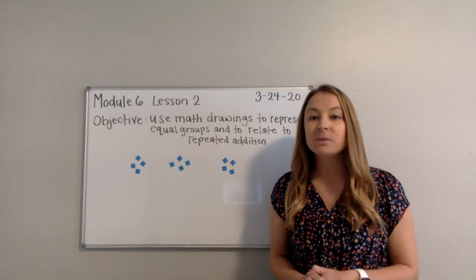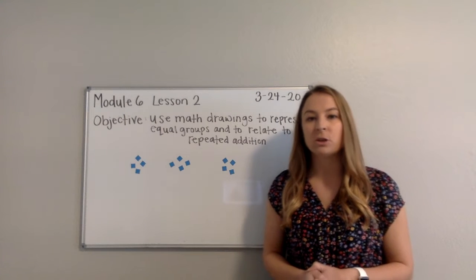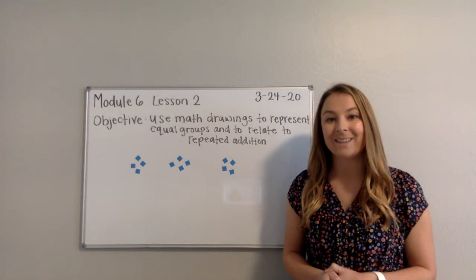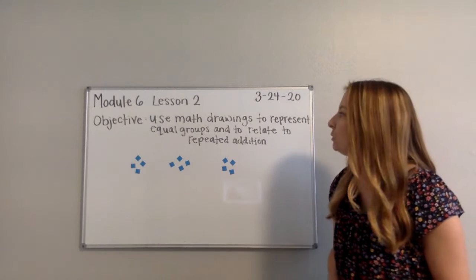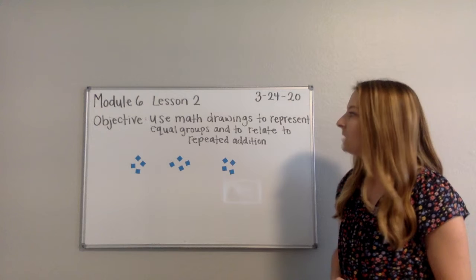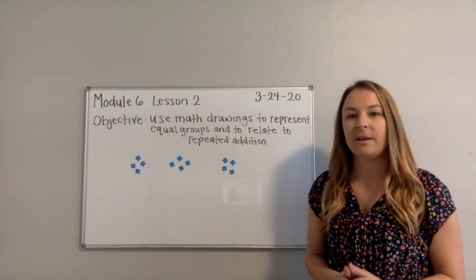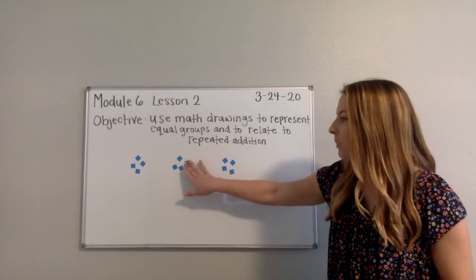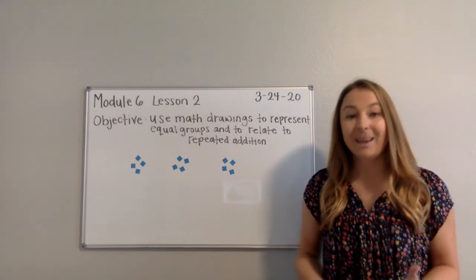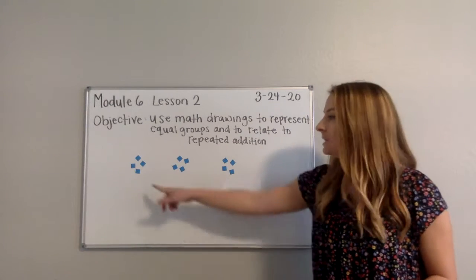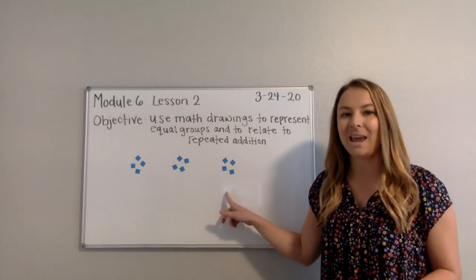We are on Module 6, Lesson 2, and this is just a quick review of the Embark video that you watched to go along with this lesson. Our objective is to use math drawings to represent equal groups and to relate to repeated addition. So I have set up here an arrangement of my manipulatives, or my counters. I have them in equal groups, and I know they're equal because each group has the same amount.